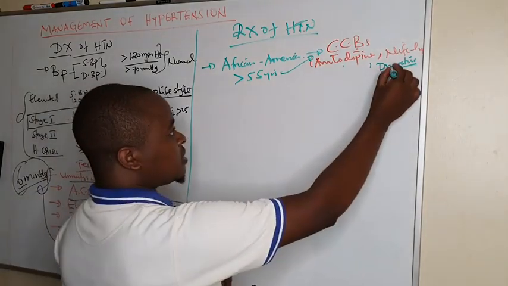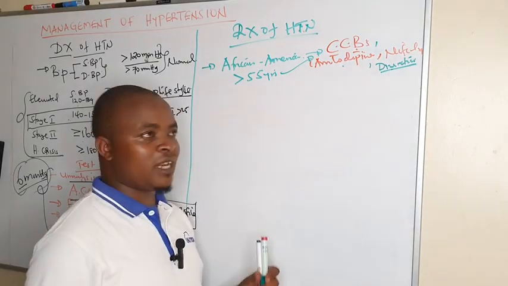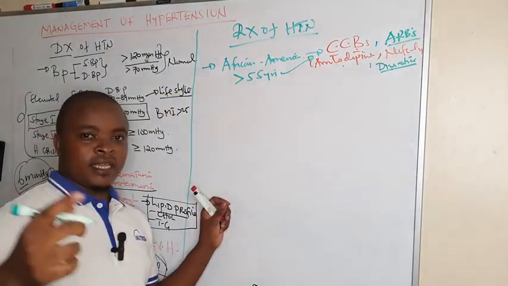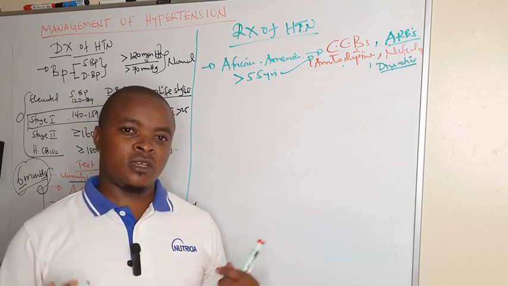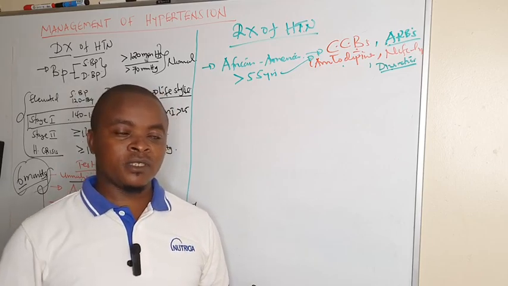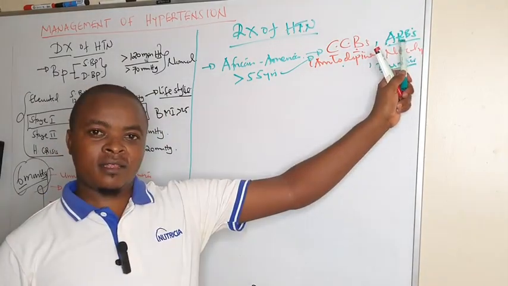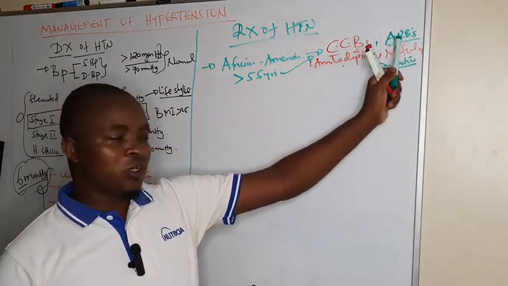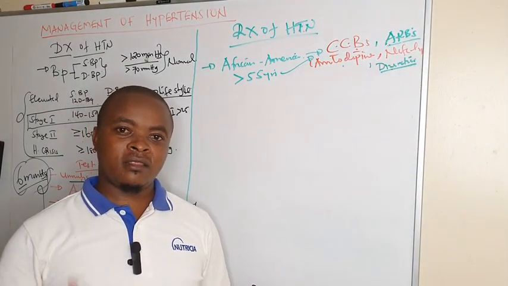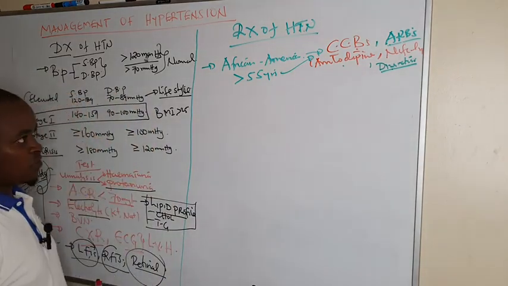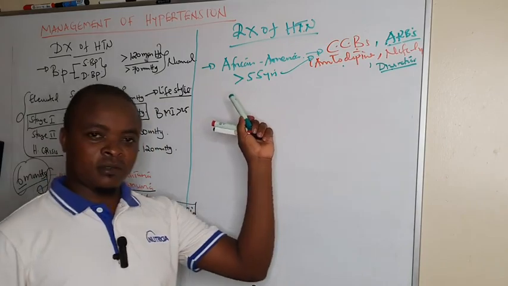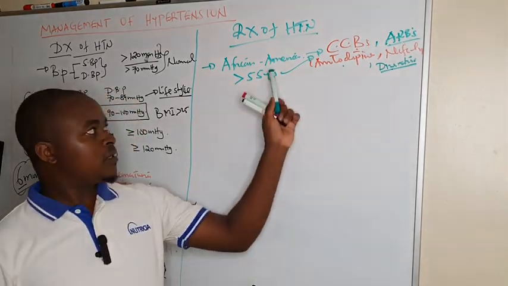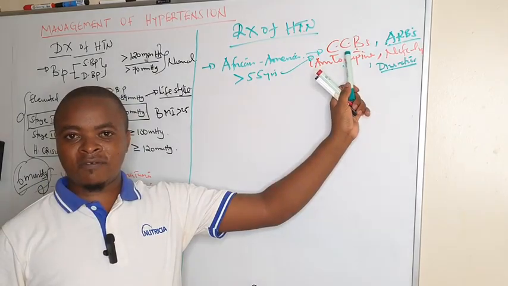But if you don't have a diuretic, another drug you can give for the African American is ARBs. ARBs respond better than ACE inhibitors because African Americans have low levels of renin. So ARBs do better than ACEs. So losartan and candesartan are better than captopril, enalapril, and so on. So African American patients and patients greater than 50 years with no diabetes and CKD can easily be given calcium channel blockers as the first line.